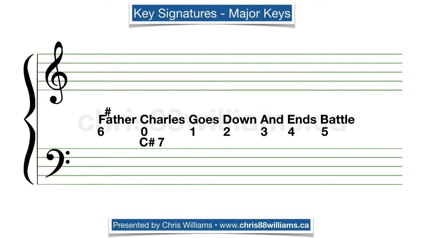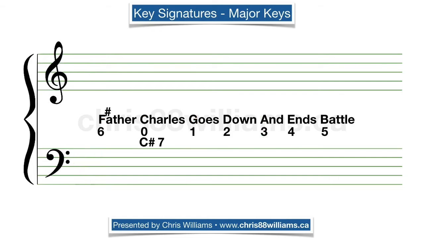Here are some examples of how this works. If I need to know the key signature for A major, I think to myself, Father Charles 0. Remember, we start counting on C because C major has no sharps or flats. So, Father Charles 0 goes 1, down 2, and 3. Now I know A major has 3 sharps in it. And those sharps must be F sharp, C sharp, and G sharp, because that's the order they appear.